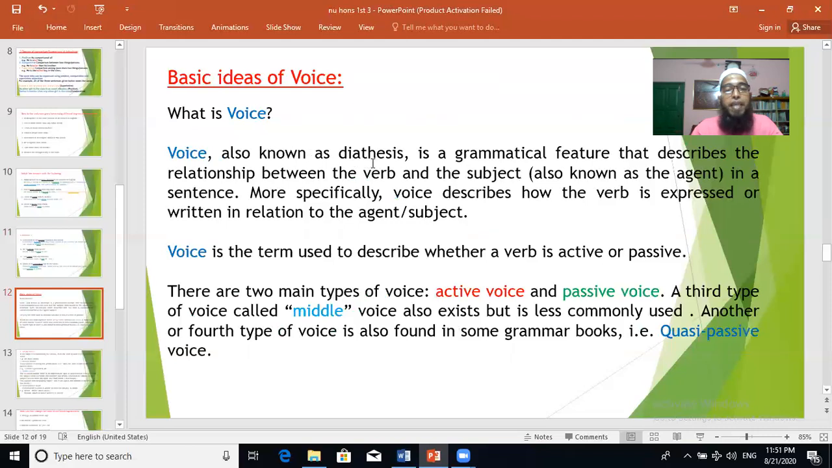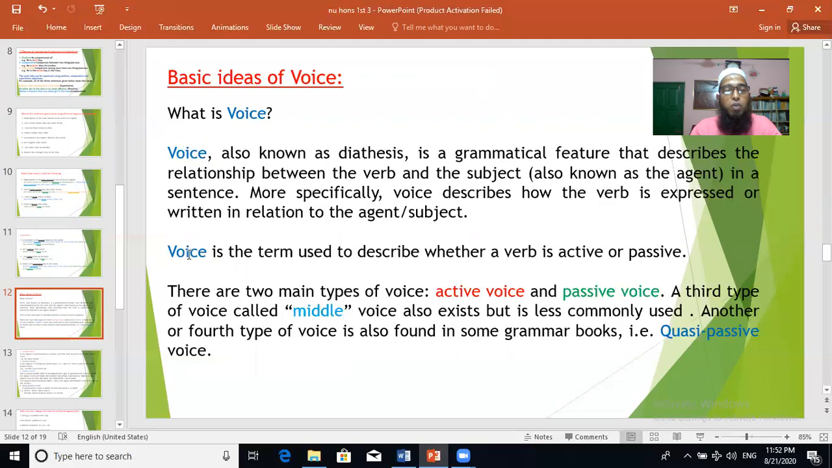Voice, also known as diathesis, is a grammatical feature that describes the relationship between the verb and the subject. Subject is also known as the agent in a sentence. More specifically, voice describes how the verb is expressed or written in relation to the agent or subject. Have you got it? Voice is a grammatical feature that describes the relationship between the verb and the subject.